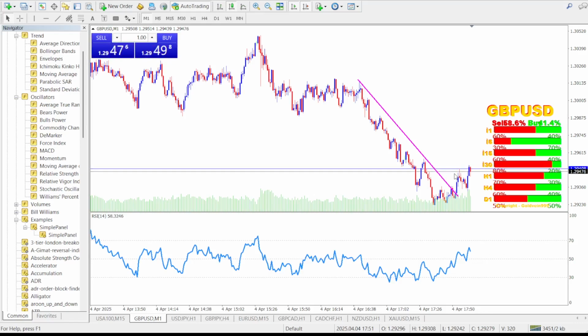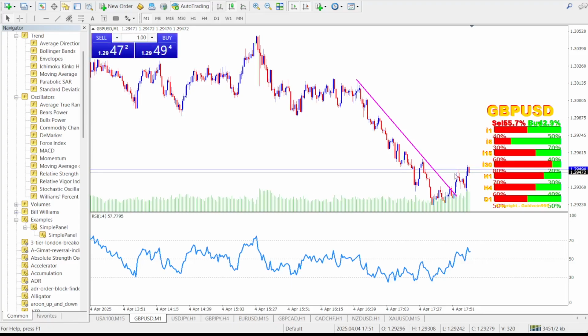So to wrap things up, the Strength Candles Indicator is a powerful tool that helps you stay on top of market momentum. It's simple to use, and when combined with other technical indicators, it can give you a huge edge in your trading. Remember, it is not about relying on just one indicator. It is about using a combination of tools to confirm trends and make more informed decisions.